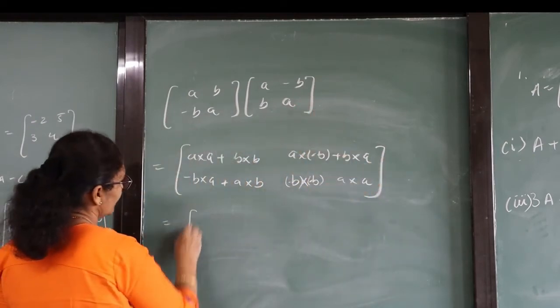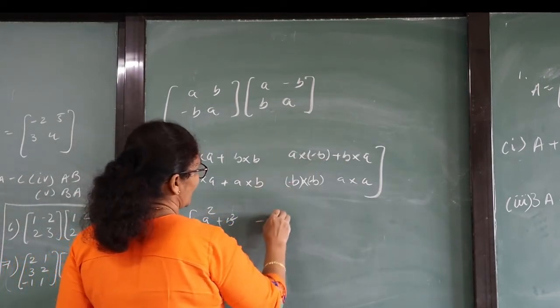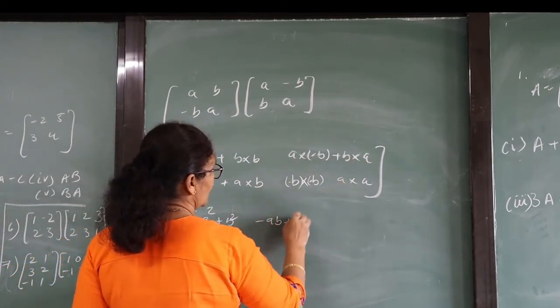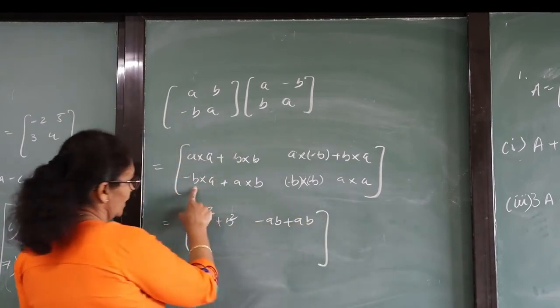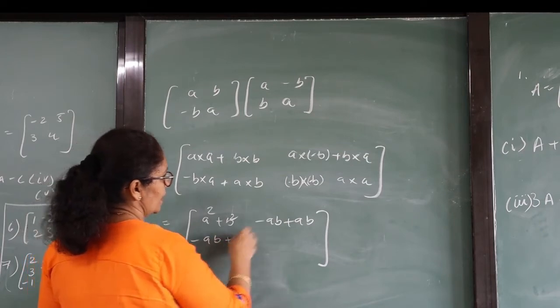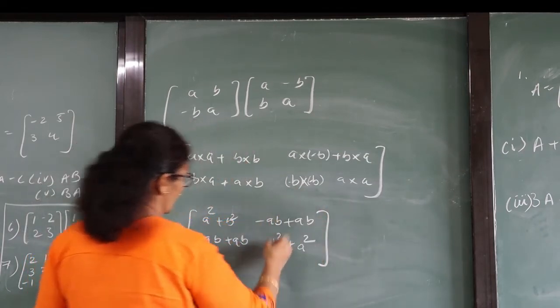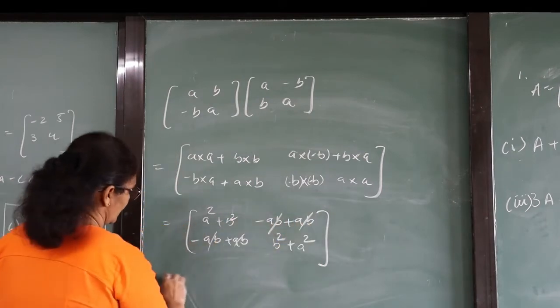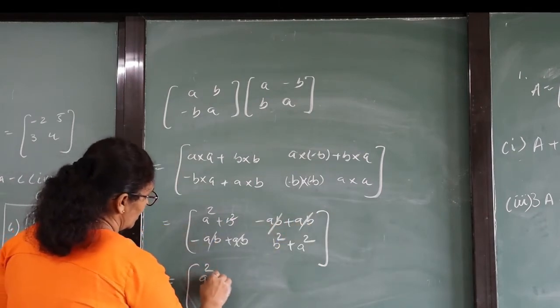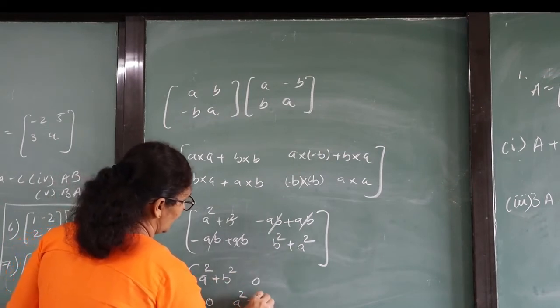Now let's simplify it. This will be A square plus B square. This is your minus AB. This is your plus AB. Again the same way, minus AB. This is plus AB. This is plus B square and this is plus A square. Plus and minus cancel. So what you get? A square plus B square, 0, 0, A square plus B square.